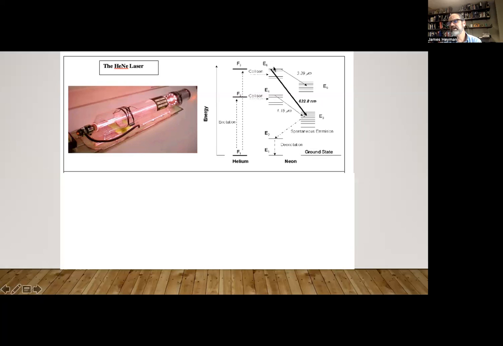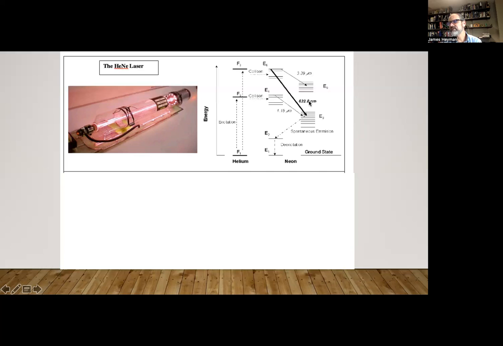Energy is collisionally transferred to the neon atoms. And now we have a light-emitting transition. We develop a population inversion between this state and that one. And then we get rapid de-excitation from the lowest level back to the ground state. Most helium neon lasers that we see operate at 632.8 nanometers.